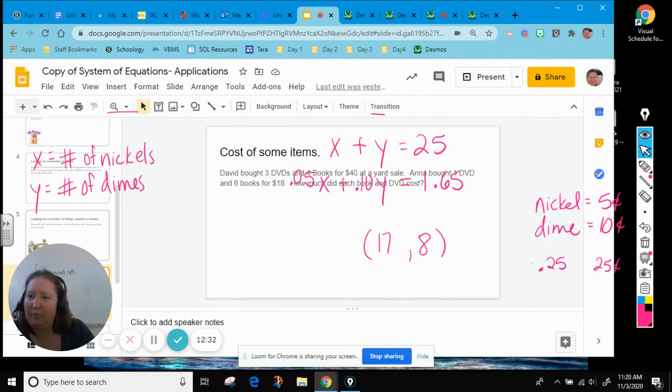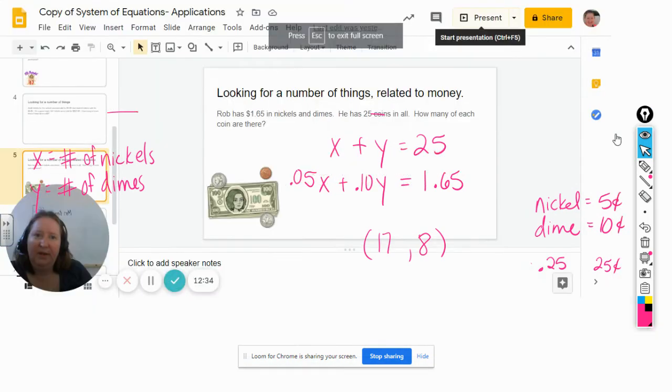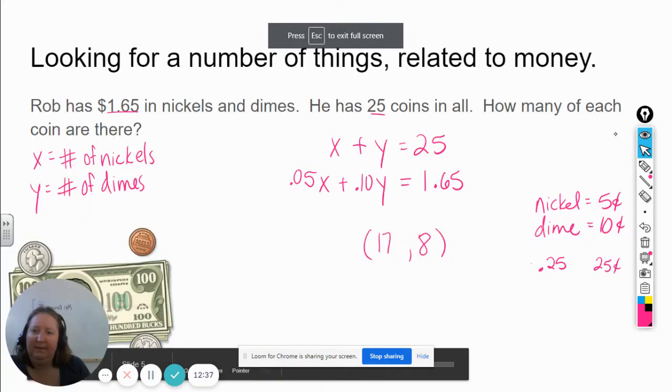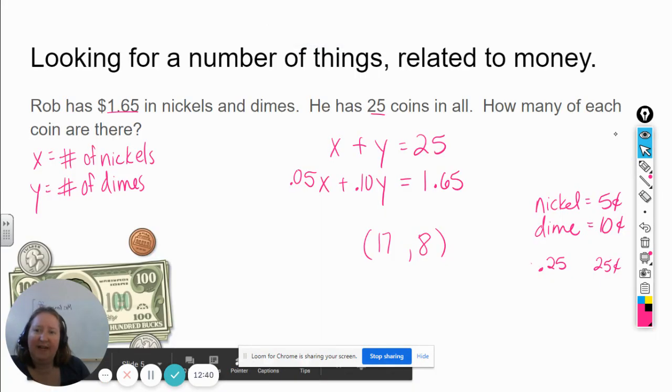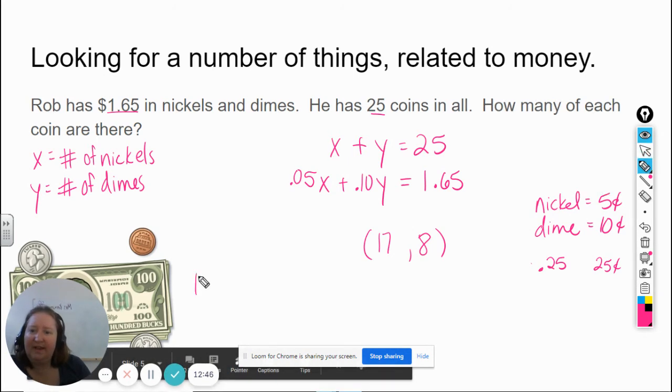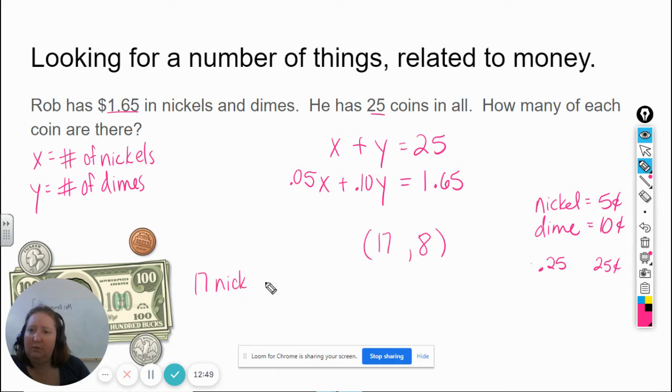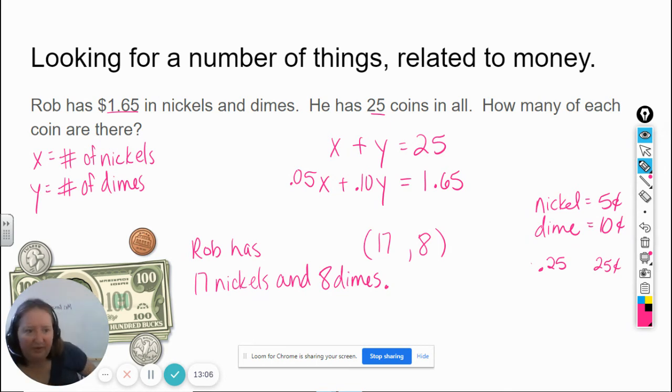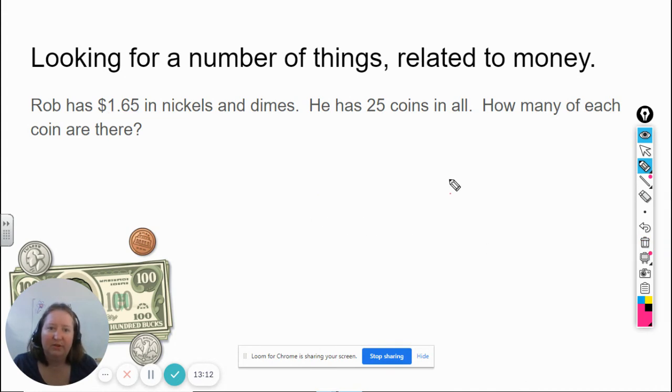And I've got to go back to this question over here. Make it bigger. Okay, so they crossed at 17, 8. So now I have, gotta use my writing, 17 nickels and 8 dimes. And you could say, if you wanted to make a better sentence, Rob has 17 nickels and 8 dimes. All right, now we're going to throw that in the trash and we're going to go to the next question.